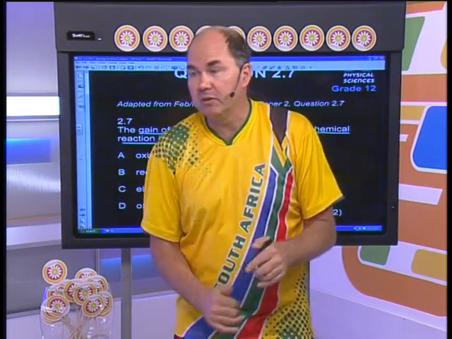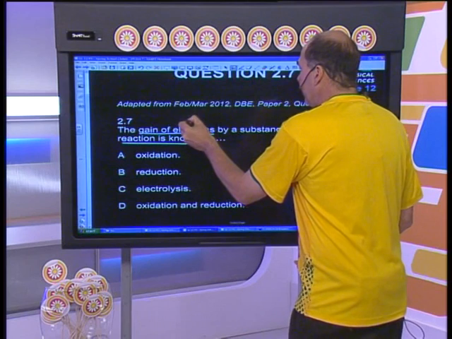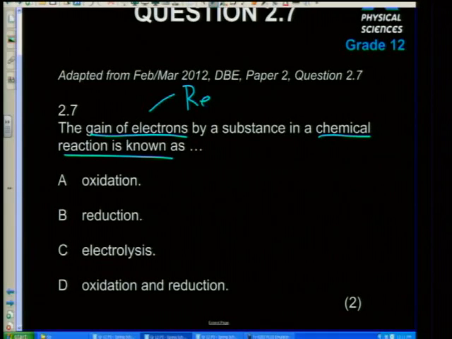If I gain these negative things, just think of my bank balance at the moment. I can either gain positive rands or negative rands. If I gain negative rands, what's going to happen to my balance? It's going to get smaller. It's going to reduce. We've got to understand that a gain of electrons is reduction.